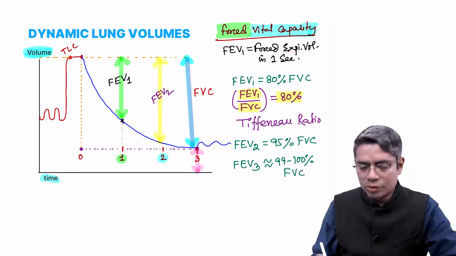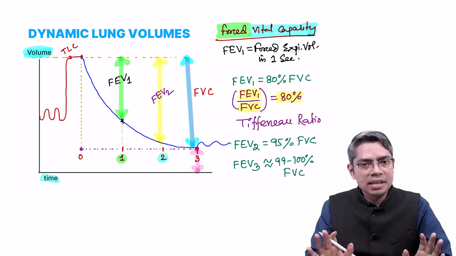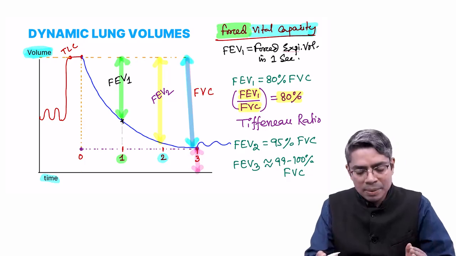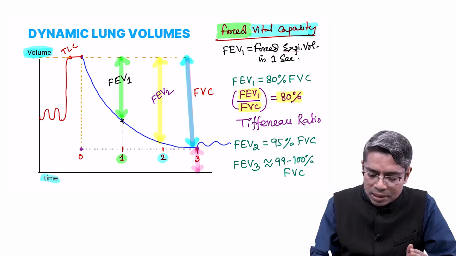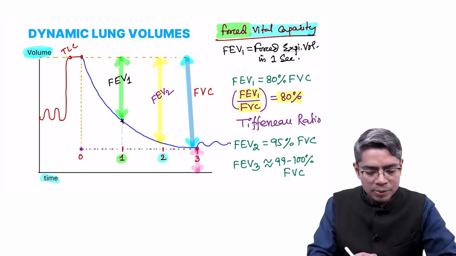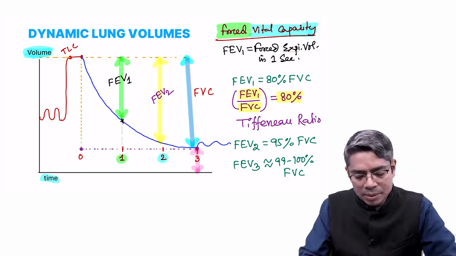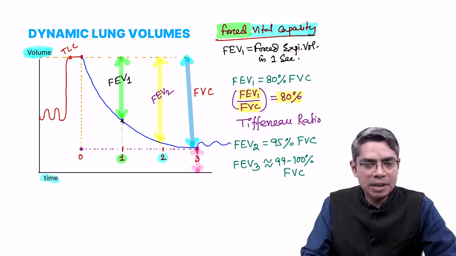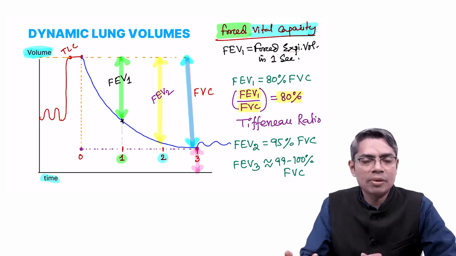Getting my point? So, this thing you have to remember very carefully. This is known as the dynamic lung volumes and dynamic lung capacities. This FEV1 is a volume, and this FVC is also a volume, but generally we measure both FEV1 and FVC with respect to time, that is, within 1 second how much volume is expired. So, that is why they are known as the dynamic lung volumes and capacities.